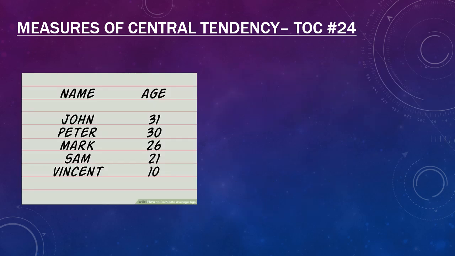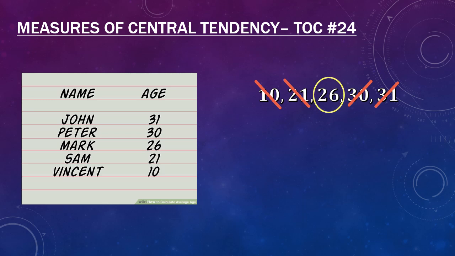So let's take that same piece of data, John, Peter, Mark, Sam, and Vincent. We're going to take all their ages and put them in order from least to greatest. Woo! Look how easy that was. Now we're going to cross them out, go from one side to the other, keep crossing out until I come to the one in the middle. That's the median. Not hard. Now, if there were 2 numbers in the middle, I would add them together and divide by 2 to find the median that's in the middle. So my median here was 26.